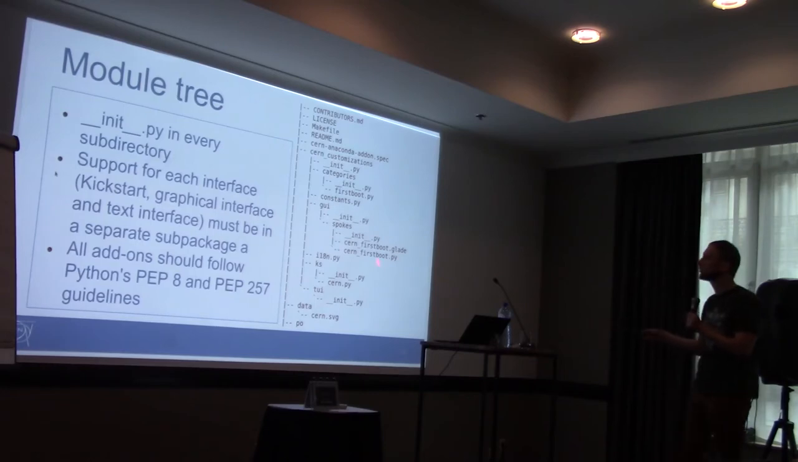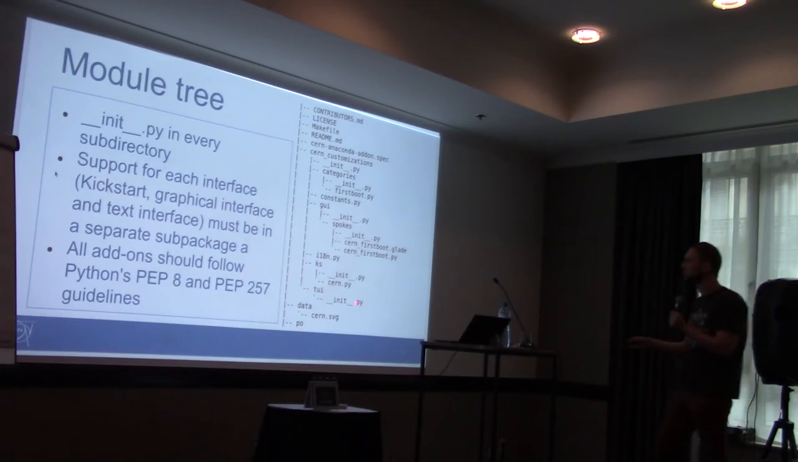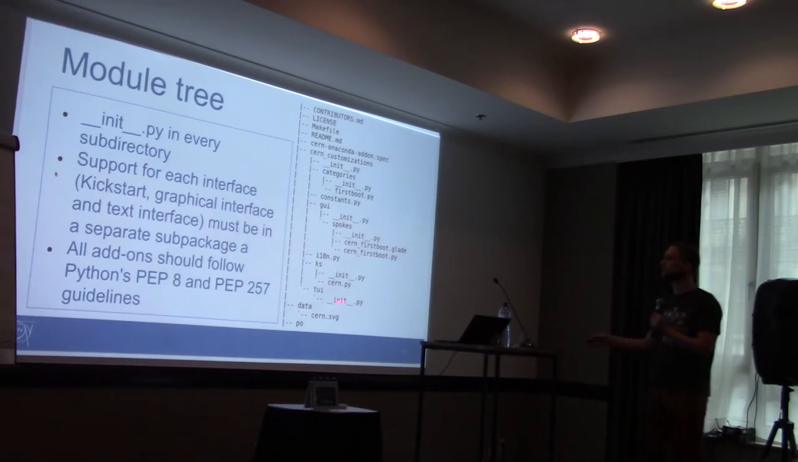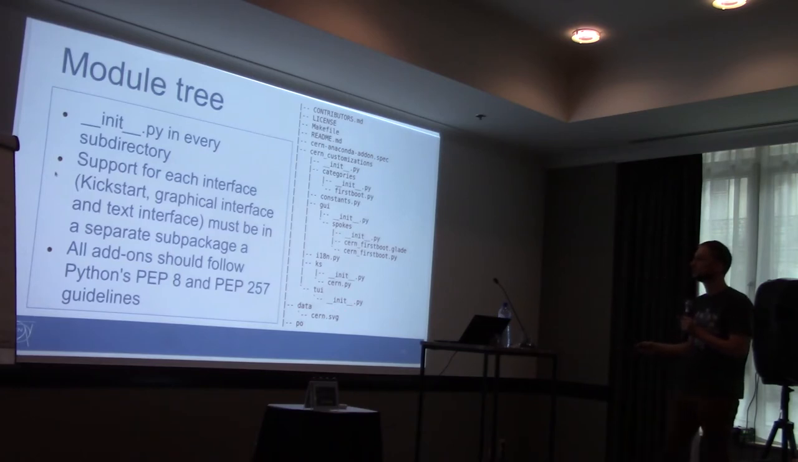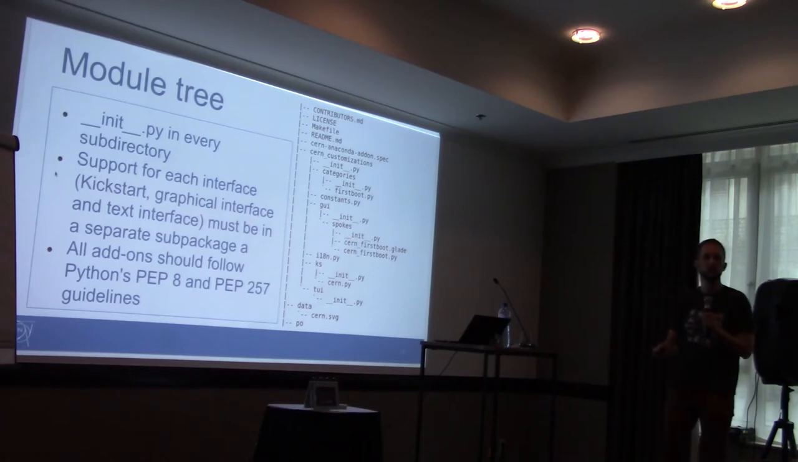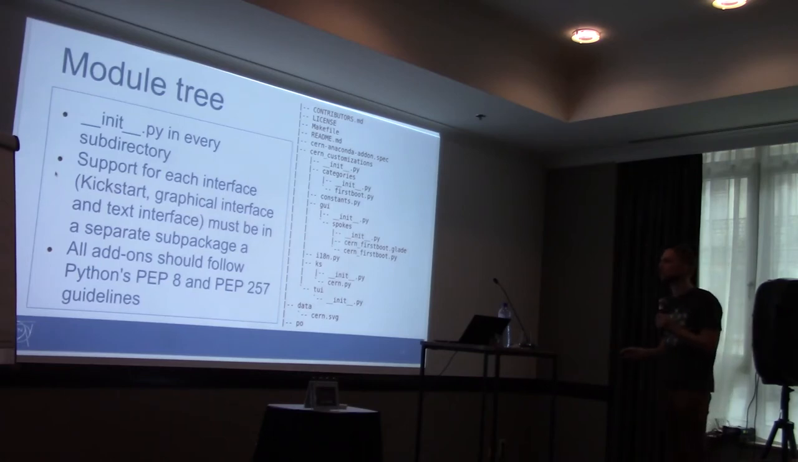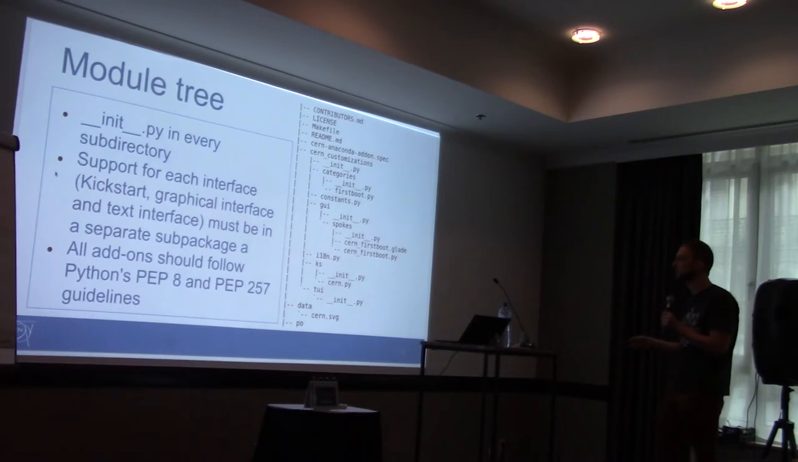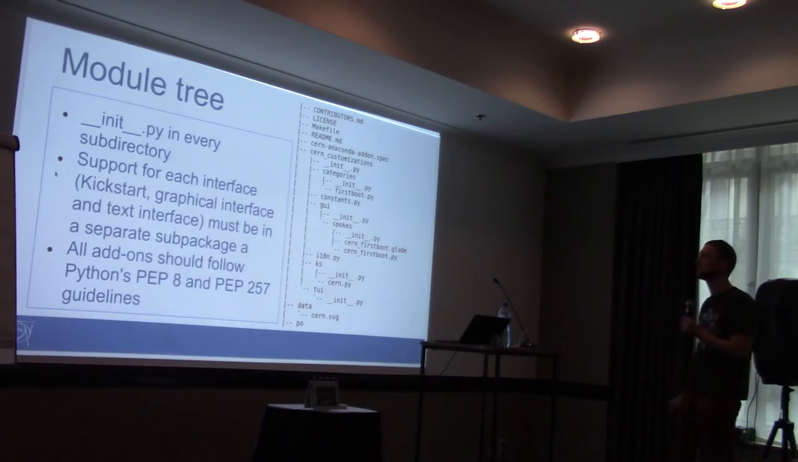After, the important part is the KS part and the GUI part. As you see, we didn't do the TUI part yet. We didn't code that yet. This is something that we'd like to have, because it's nice when you do a text install on a server and we want the TUI instead of Kickstart. But at this time it's not available. Here you see the spokes, so don't forget to put an __init__.py in every subdirectory here, otherwise you will not see anything.